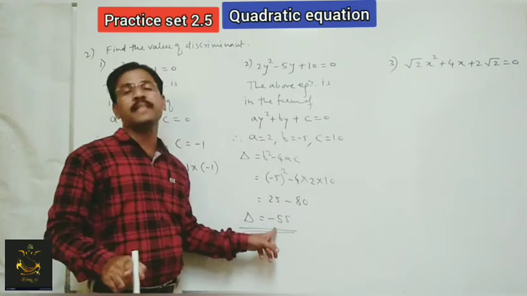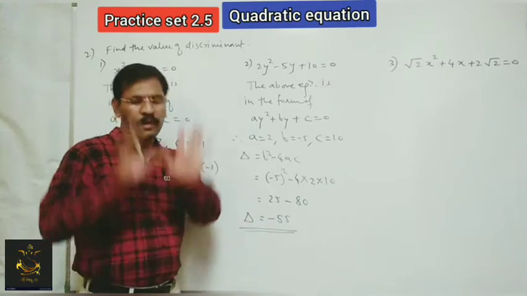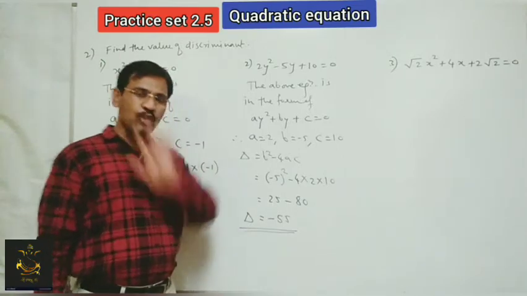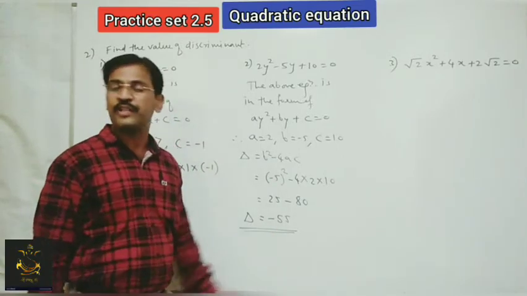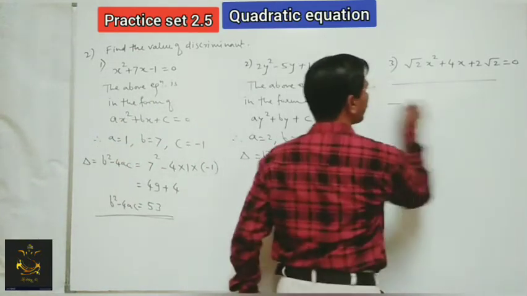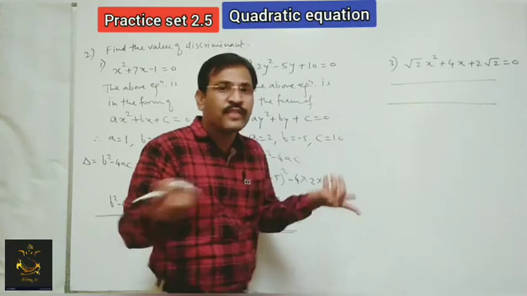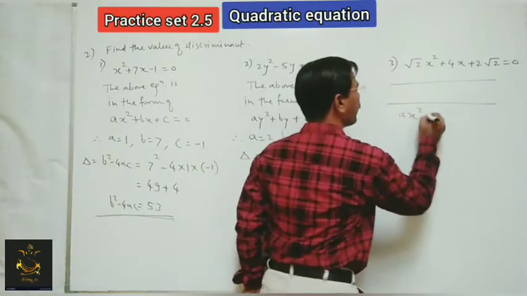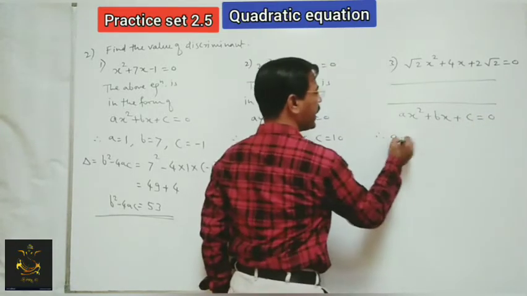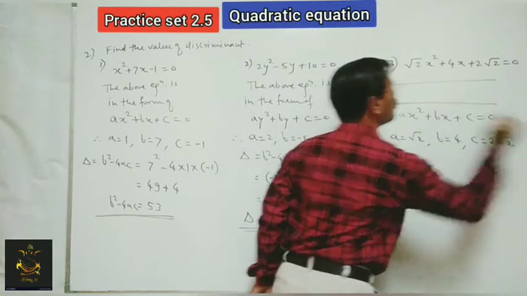Why? Delta is negative. B square minus 4ac is negative. That is why the roots will compulsorily be not real. But that is not asked here. Only we have to find b square minus 4ac, which is the discriminant. What will be here? Again it is in neat form, very similar. What can you write here? The above equation is in the form of ax square plus bx plus c equal to 0. So by comparing, a equal to root 2, b equal to 4 and c equal to 2 root 2.